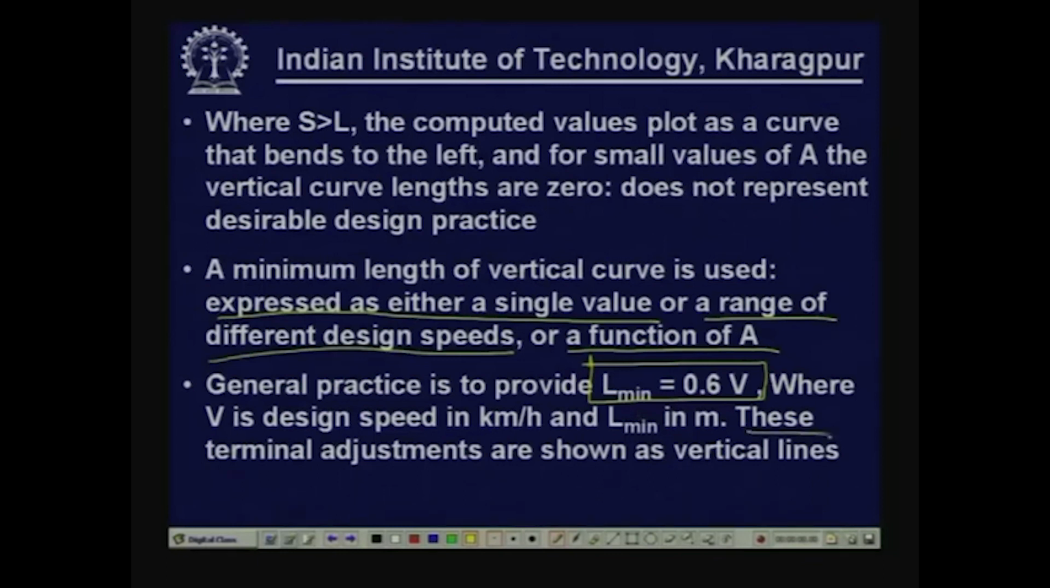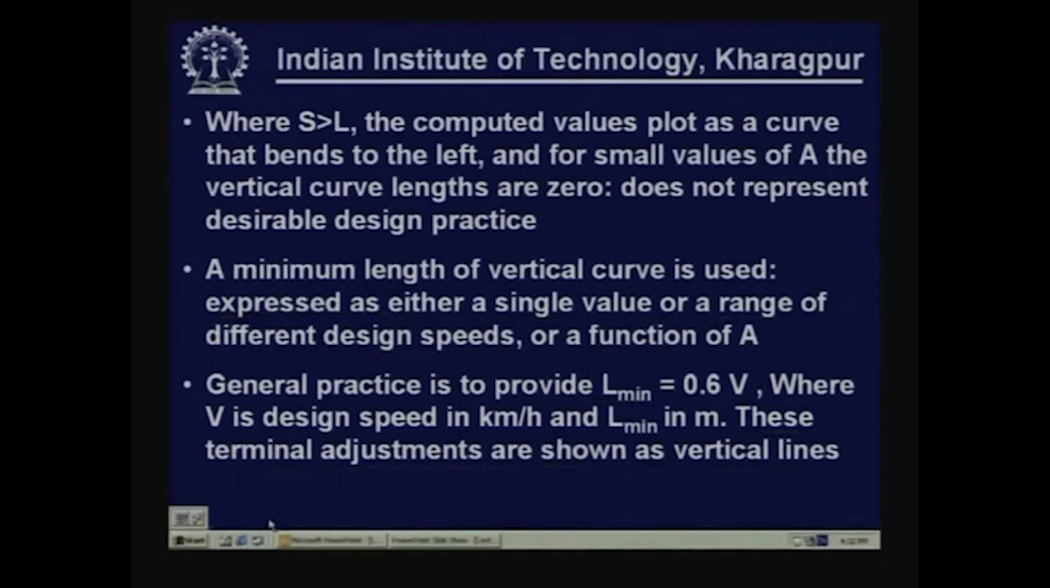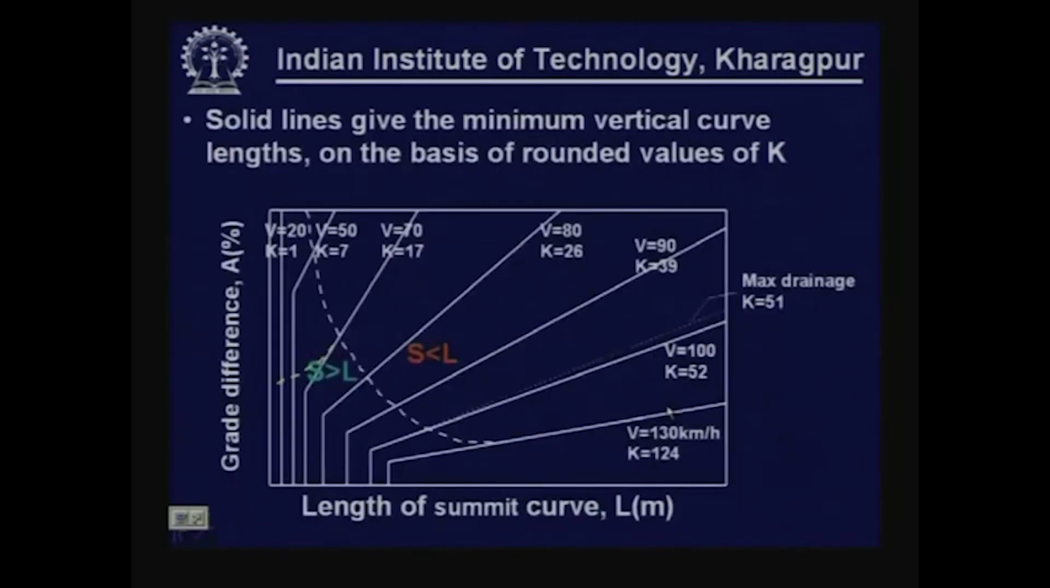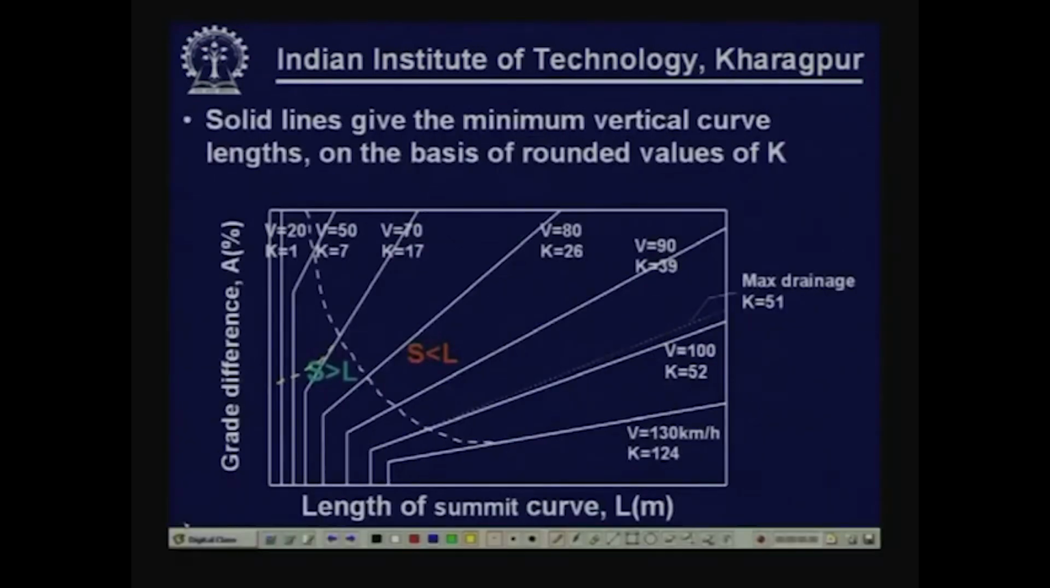Now, these terminal adjustments are shown as vertical line. Let us again go back to that curve. Theoretically it goes like this, it takes a bend, but from practical consideration we use some minimum limit, which is again a function of the design speed. So, these vertical lines are essentially showing those terminal adjustments. That is what should be the minimum one.